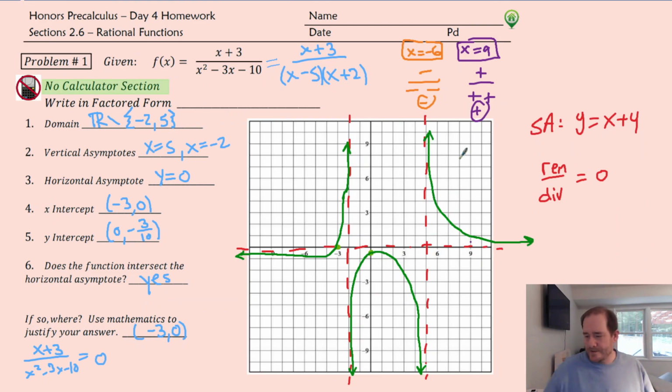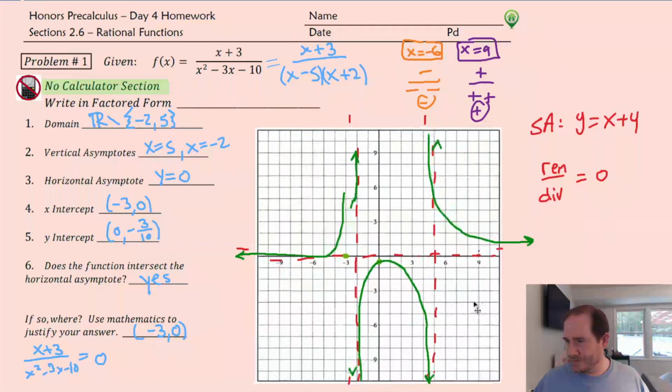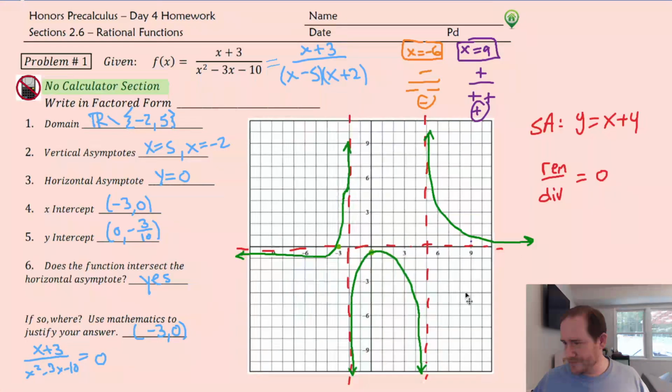Now, I think I made a slight mistake with this. Alright, everything I drew outside of this grid is not going to stay stuck to this grid now. That's my bad. I'll deal with that later.